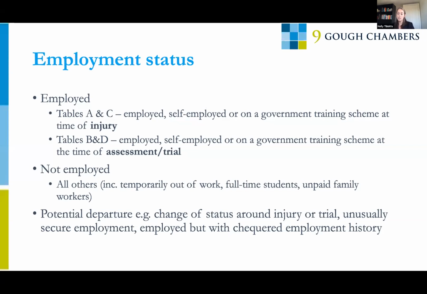There is some guidance as to where a departure from the reduction factors might be appropriate. For example, if there has been a change of employment status around the time of injury or around the time of trial, which isn't really reflective of the claimant's career prospects. If the claimant has unusually secure employment, for example, being a member of a family business, or if the claimant is employed but with a checkered employment history, you may have to adjust the factors up or down.